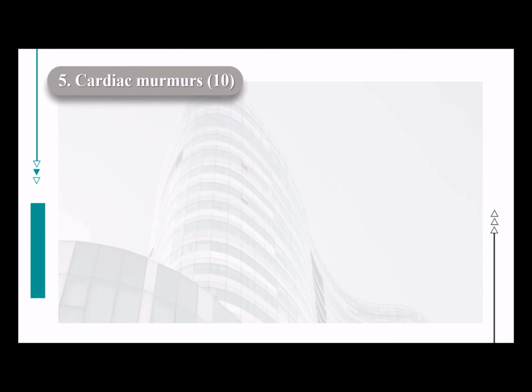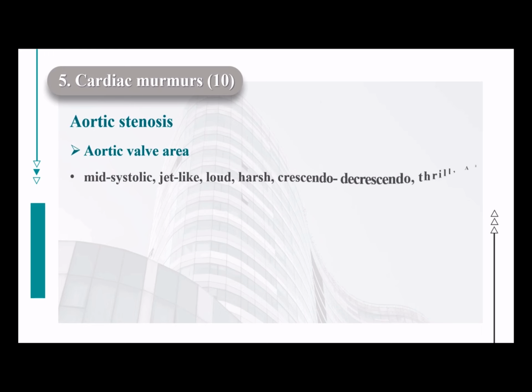In the aortic area, the organic murmurs usually occur in aortic stenosis with various causes. It is mid-systolic, jet-like, loud, harsh, and crescendo-decrescendo. It conducts towards the neck and always presents with thrill and decreased A2. Here is a video about aortic stenosis for your reference.